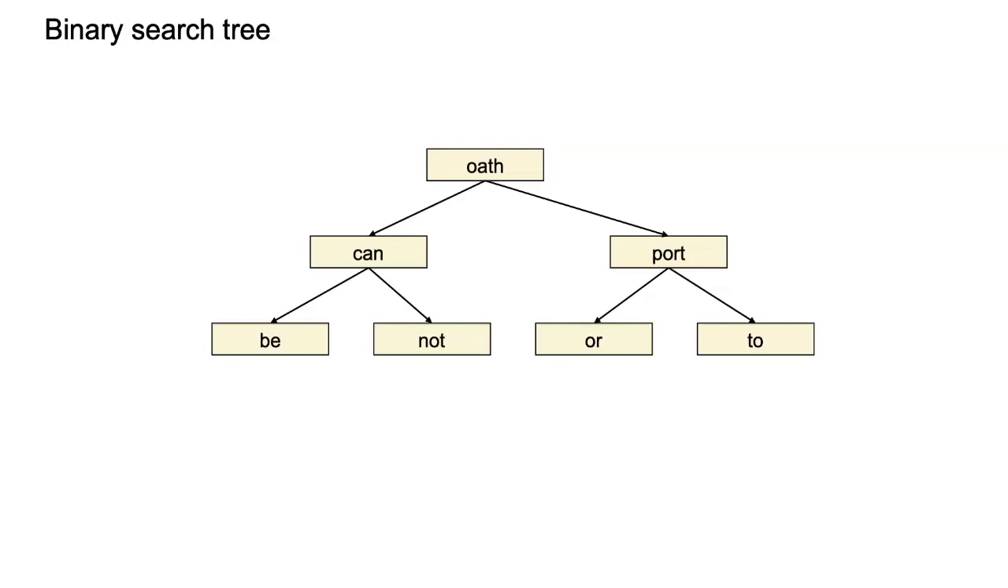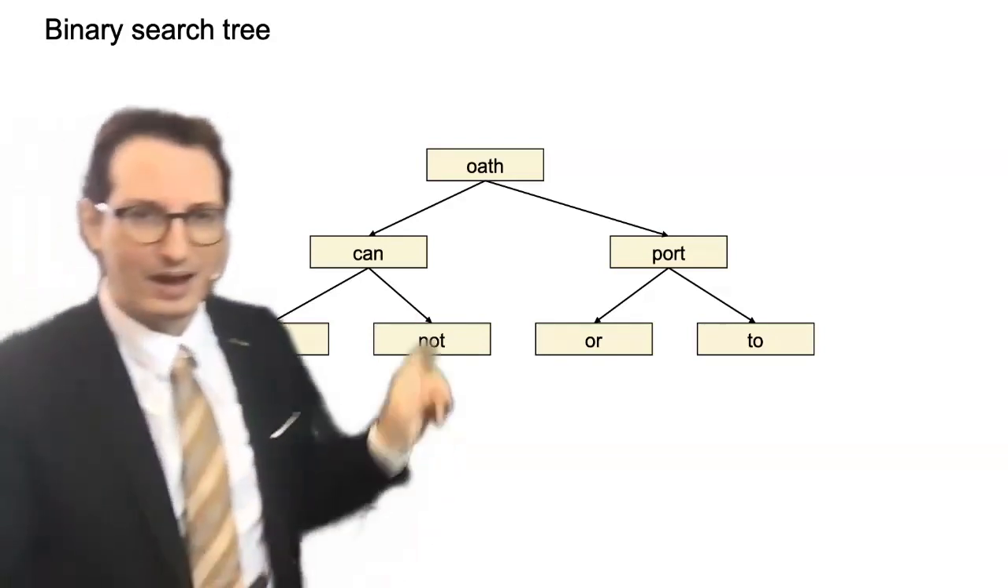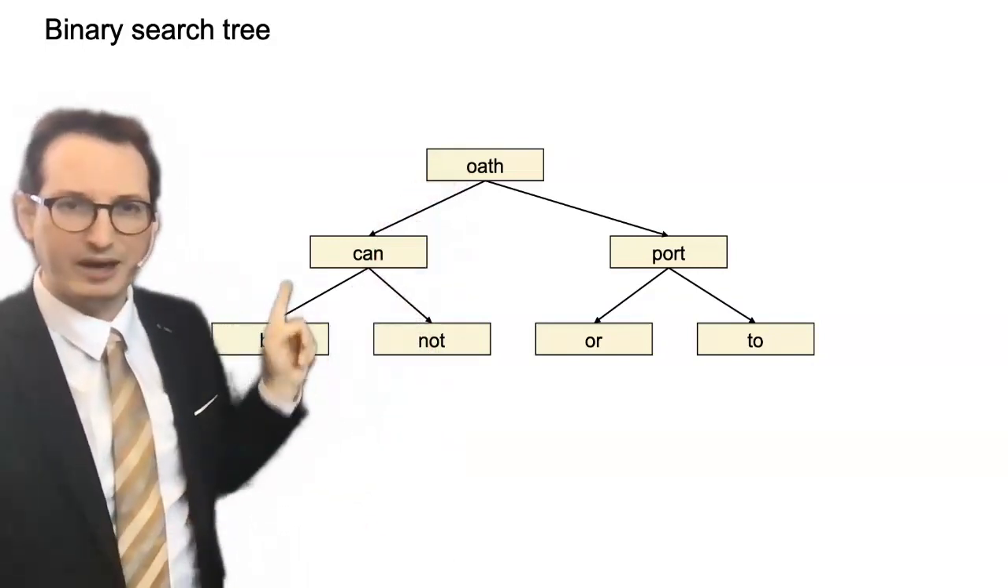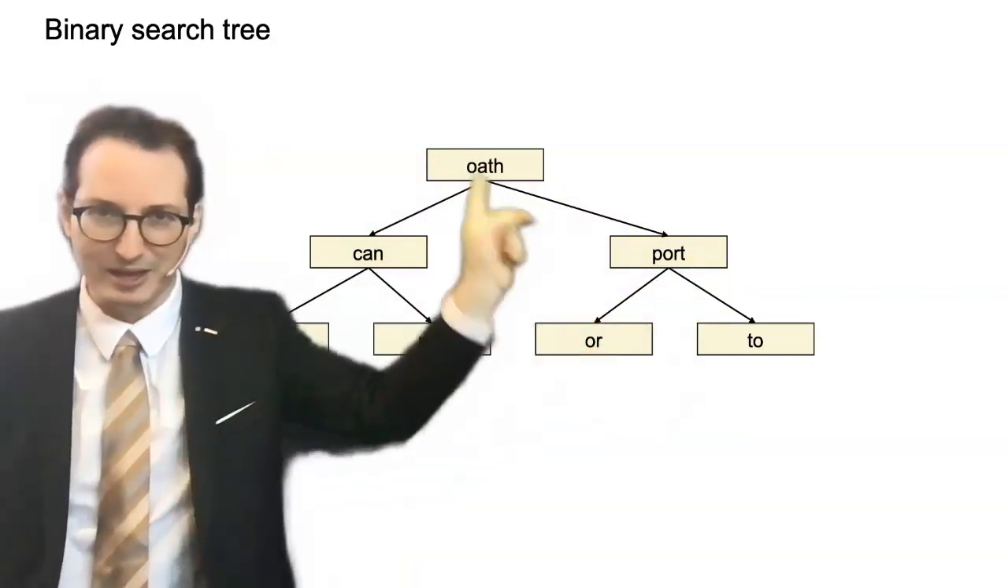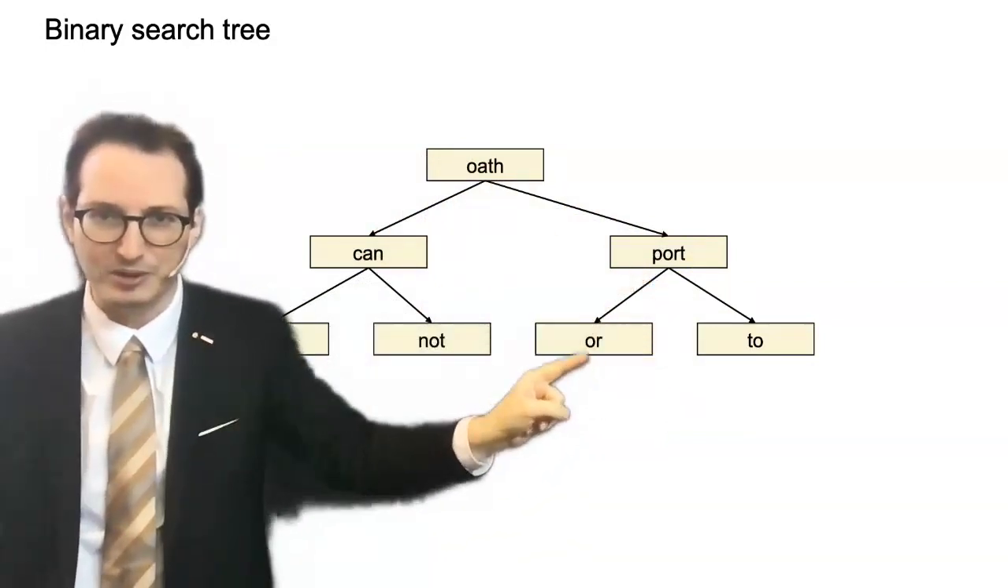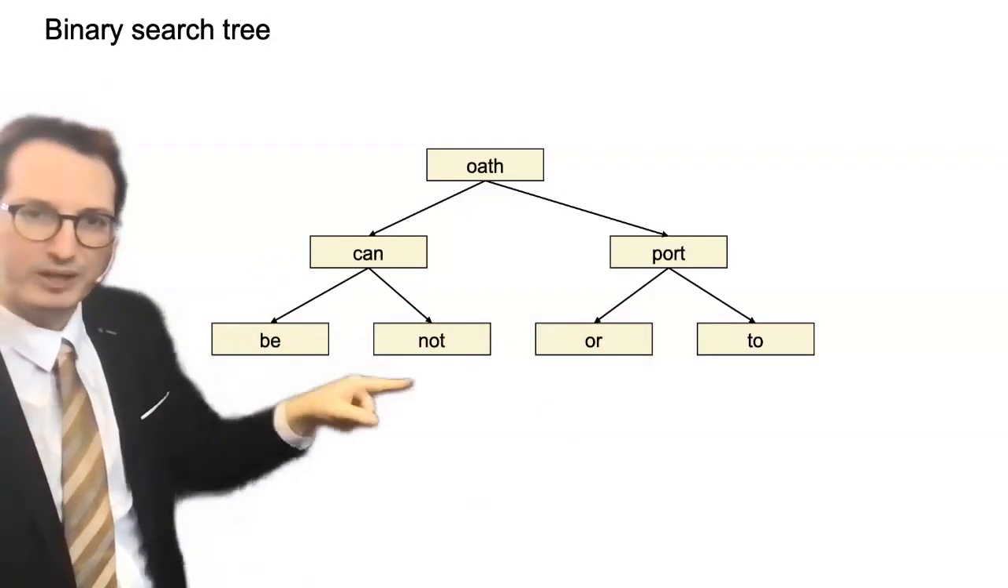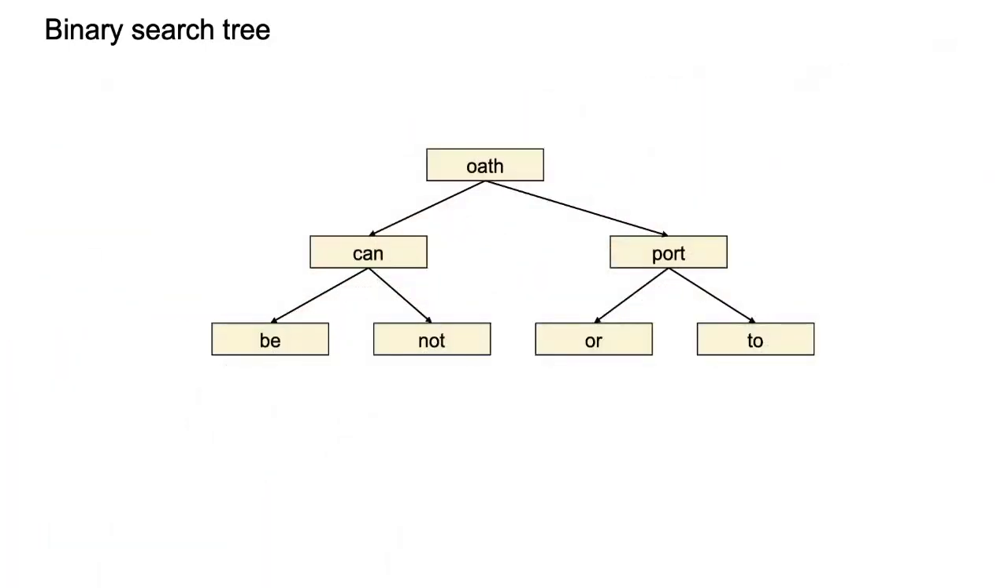Who sees that? Okay, you see, because for oath, which starts with an O, everything here comes alphabetically before oath, and here on the right, everything comes alphabetically after oath, right? So in the same way here, port is in between or and oath, can is in between B and not. All right, so this is a binary search tree, and I have words in there, terms. So you see, we are now slowly going in the direction of something that could be useful for our standard inverted index.